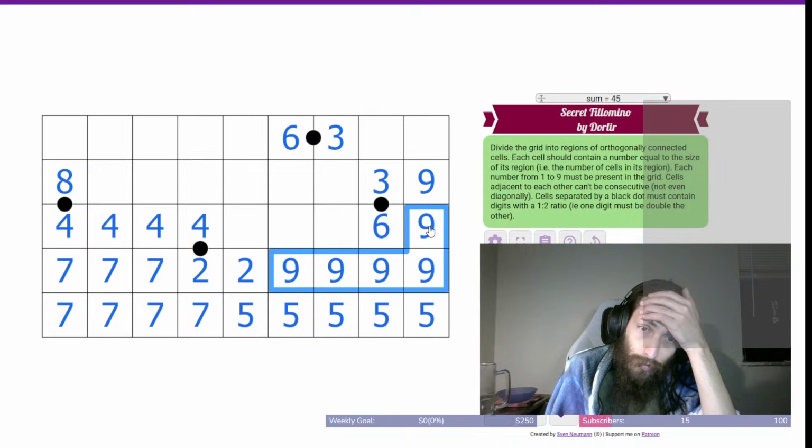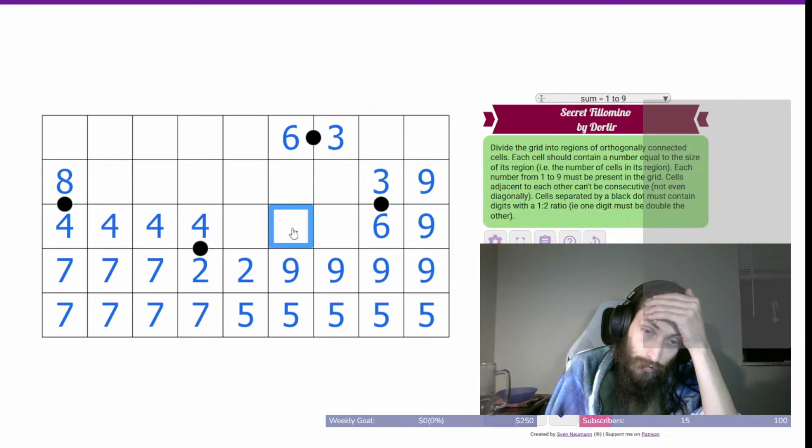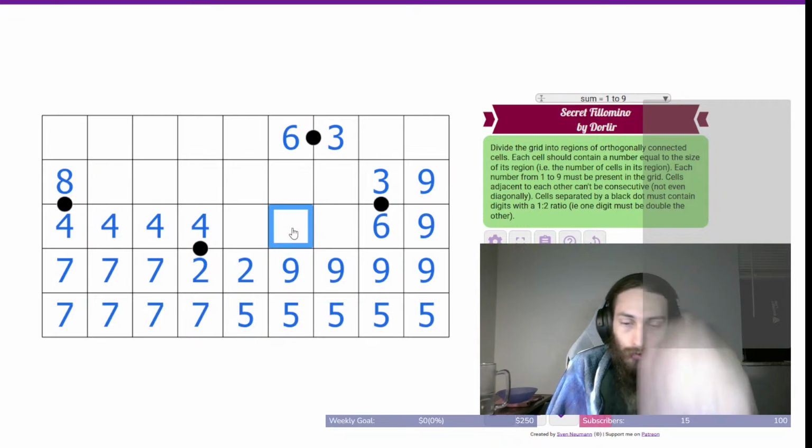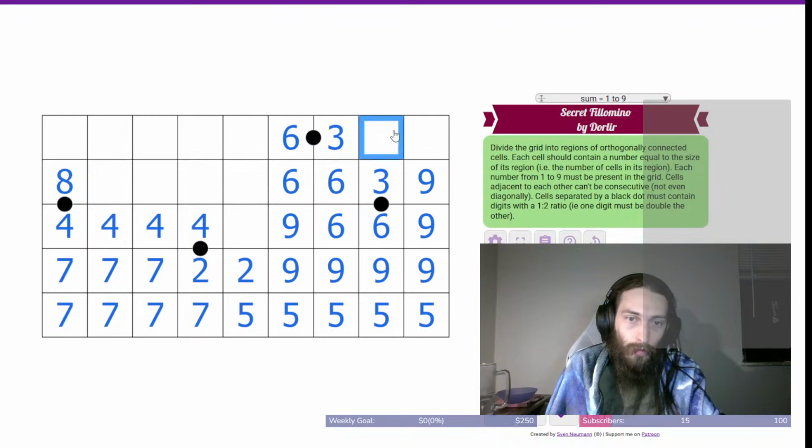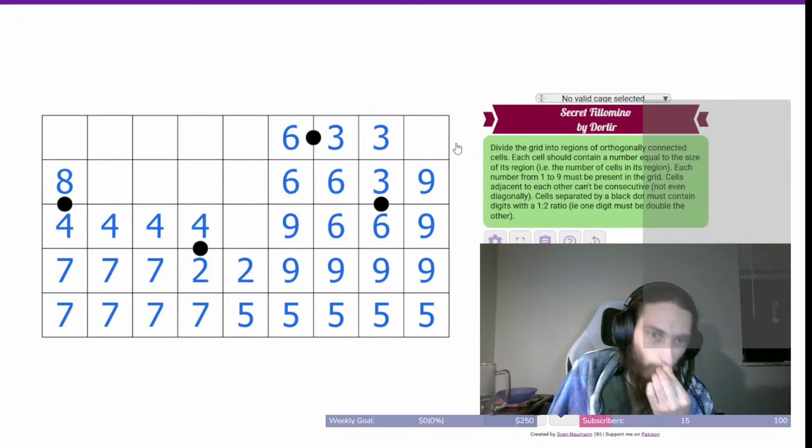One, 2, 3, 4, 5, 6. So it needs 3 more. So this has to be a 9 then. Because even if it took those 2 and wraps around, this has to be a 6, 6, 6, like that. So then that has to be a 3. The fact that the 6s and 9s are next to each other is not great.